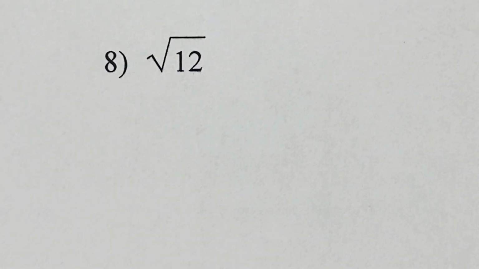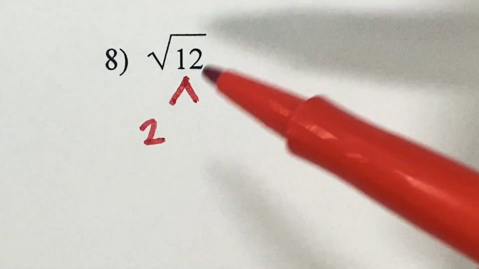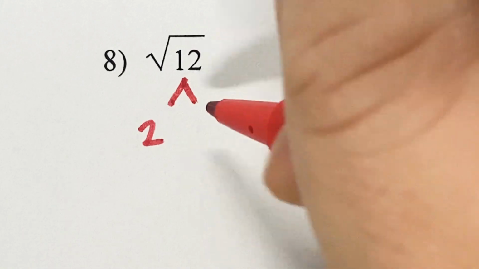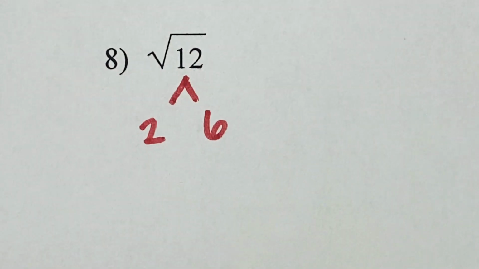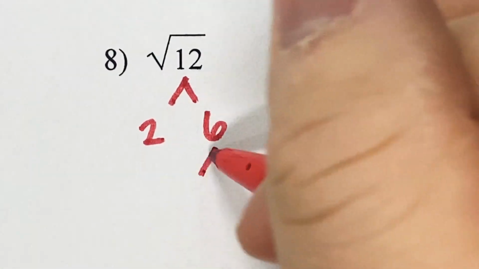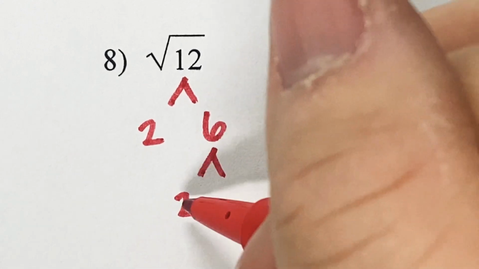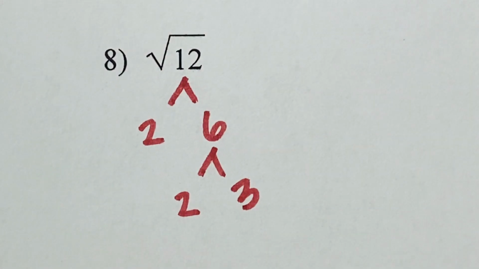Number 8. So 12 is not a perfect square. But we can go ahead and divide it. And here's the great thing. It doesn't matter how you guys divide it. You're still going to get to the same answer. So you can say, all right, well, 12 is an even number, so I'm going to just divide it by 2. 12 divided by 2 gives me 6. I don't see a pair of numbers yet, so I'm going to divide 6 up by 2, because it's even. 6 divided by 2 is going to give me 3.